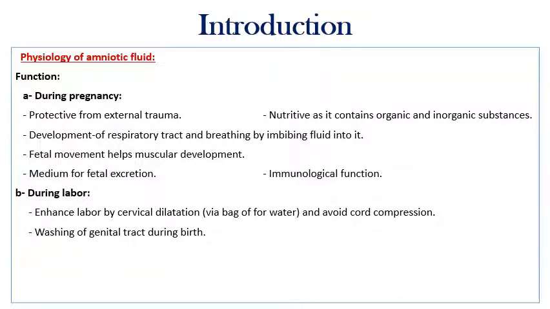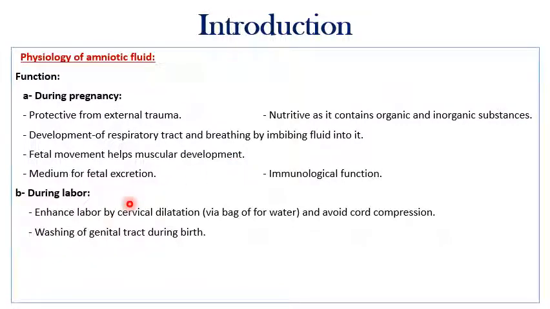What is the function of this amniotic fluid? The main functions of amniotic fluid for the fetus are, during pregnancy, it protects the fetus from external trauma. It has nutritive function as it contains organic and non-organic substances as we mentioned. It has a developmental function for the respiratory tract and the breathing movement by imbibing fluid inside the alveoli. It helps fetal movement, limb, upper or lower or total body movement, and this helps muscular development. And it is a medium for fetal excretion of waste product, and as it contains some antibodies coming from the mother, it has immunological function for the baby.